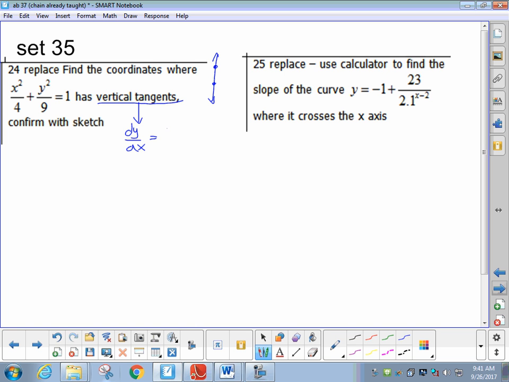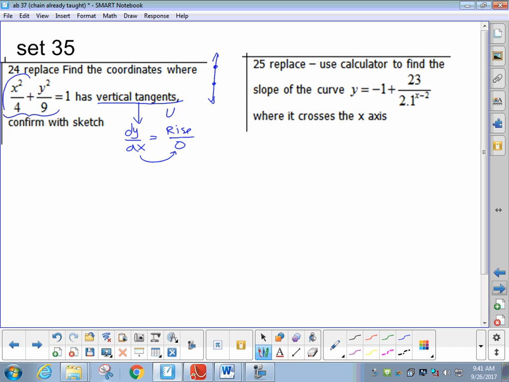Okay? So when you are looking for a vertical tangent, you are looking for where this derivative is undefined, or where the denominator of the derivative is 0. Where the denominator is zero, right? Well, we can't do that until we have the derivative. So this implies implicit differentiation. X's and Y's are mixed up. So I need to take the derivative with respect to x.